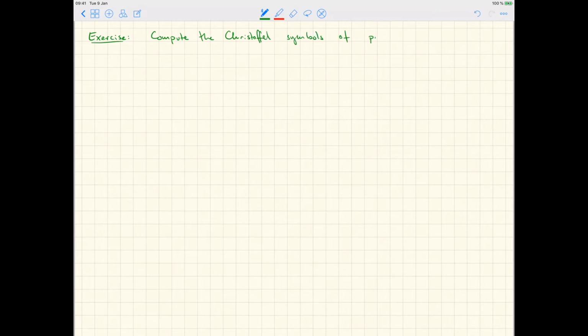The exercise in front of us is to compute the Christoffel symbols in polar coordinates. And to remind ourselves of the results from the last exercise, the tangent vector basis in polar coordinates is given by E rho equal to E1 cosine phi plus E2 sine phi, and E phi is rho times minus sine phi E1 plus cosine phi E2.